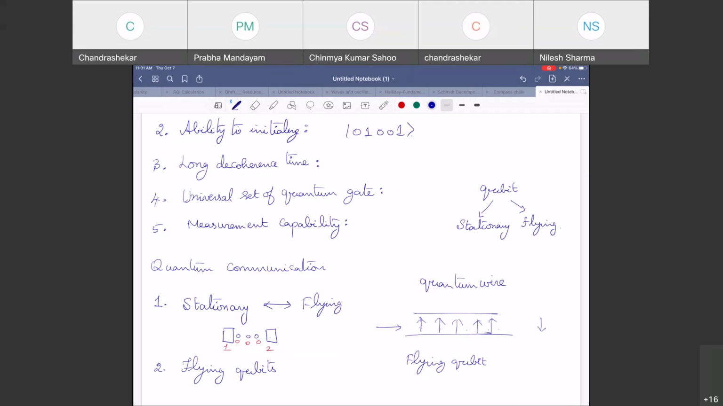Okay, so if we take a system which has a spin 1 system, will it be considered a qubit or a qutrit? It's a qutrit. If there are 3 distinct spin levels, as Professor Prabha says, it will be a qutrit.